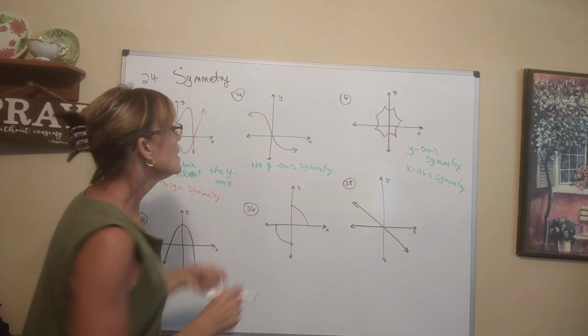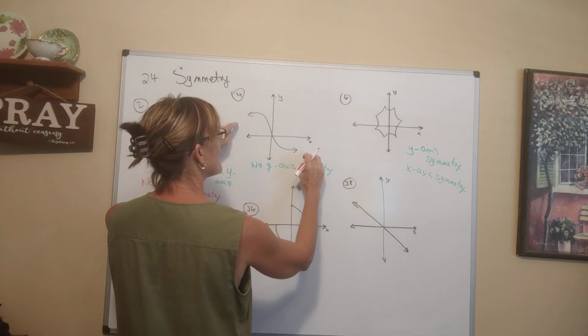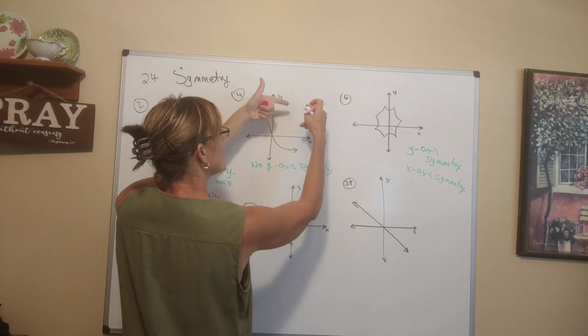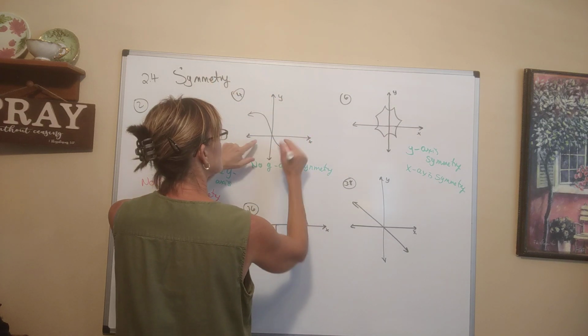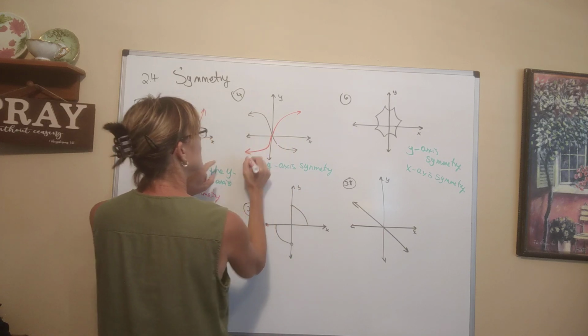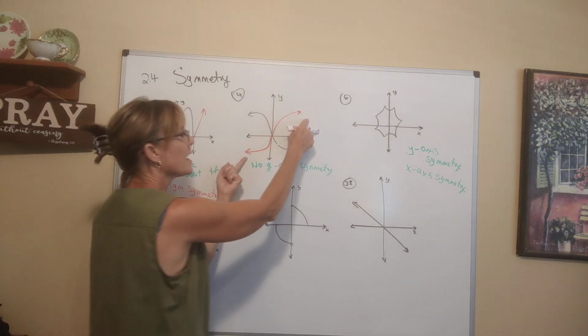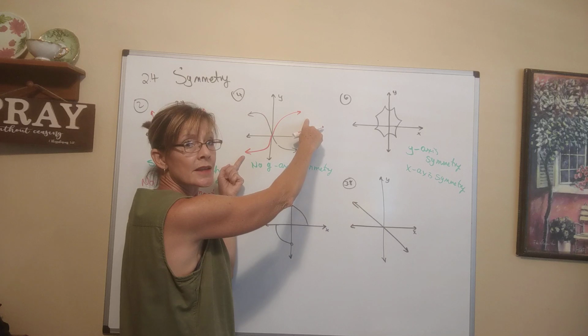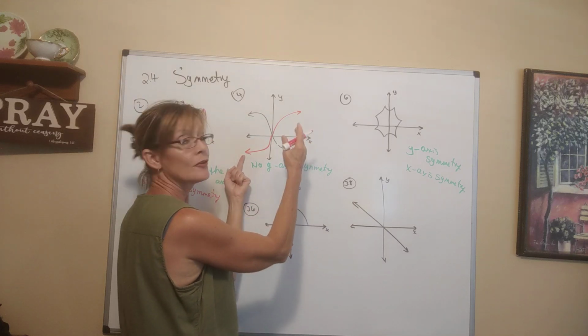The order doesn't matter. So let's look at this guy. Let's reflect him about the x. So this part's coming up here, and this part's coming down here. So that means that this will look like this, and this will look like this. Okay. Now take this reflection and reflect it about the axis that you haven't done yet. So take this side and reflect it about the y.